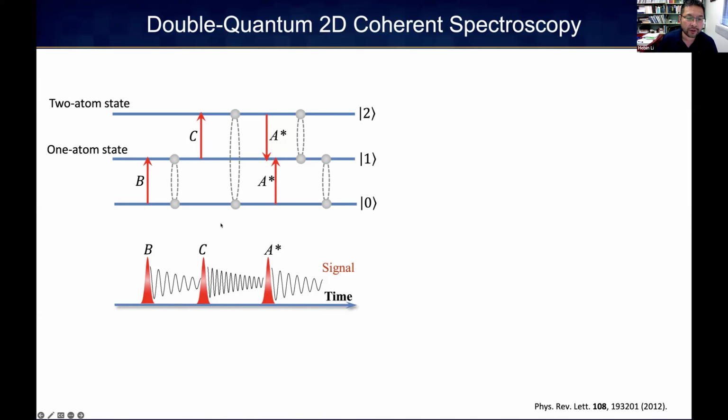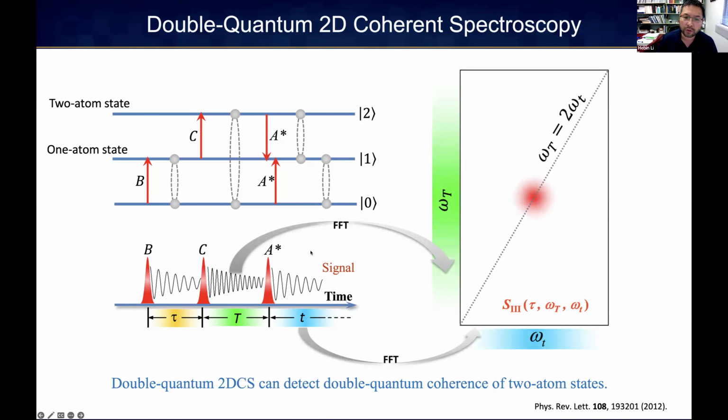Therefore, if we measure the signal that emits after the third pulse, and then measure that signal as a function of the second time delay, capital T, then we will be able to actually correlate the signal with whatever dynamics is happening in the second time delay. And now if we perform a Fourier transform of that, then we will get a spectral signal which is on the diagonal line. Oh, but this is not really the diagonal line. This is actually y equal to 2x diagonal line, because the y-axis has the double frequency of the x-axis. Now, this signal actually relies on the existence of this doubly excited state 2.